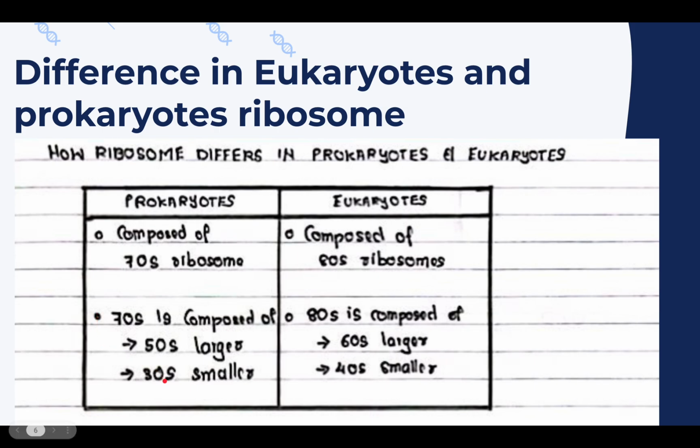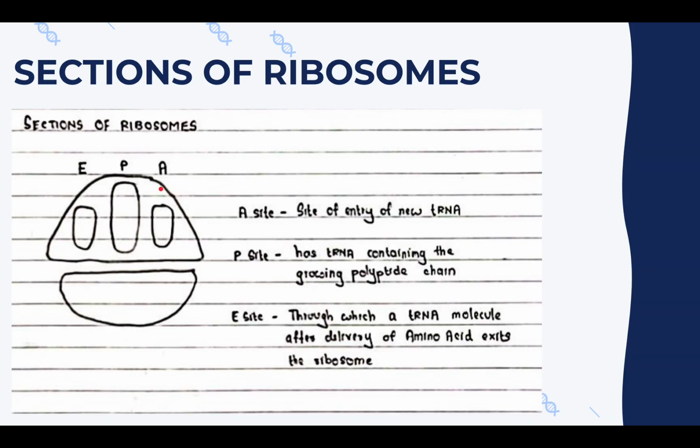The picture quality just looks a bit off. Yeah, this is 30 right here. So 70S in prokaryotes is composed of larger 50S, smaller 30S. And eukaryotes are composed of 80S ribosome, composed of 2 units, larger is 60S, smaller is 40S. Right? Two units, larger and smaller. So, yeah, this is pretty important, this is actually really important. So yeah, if you learn this last minute, go.